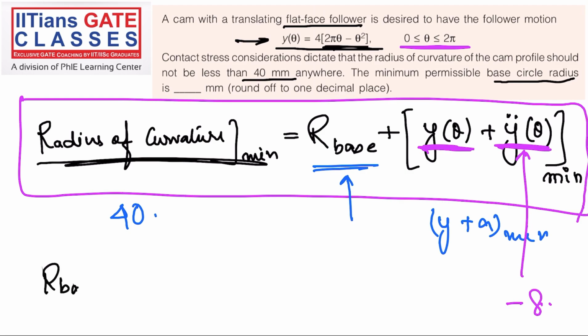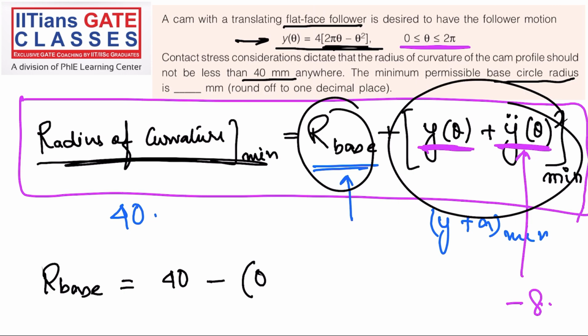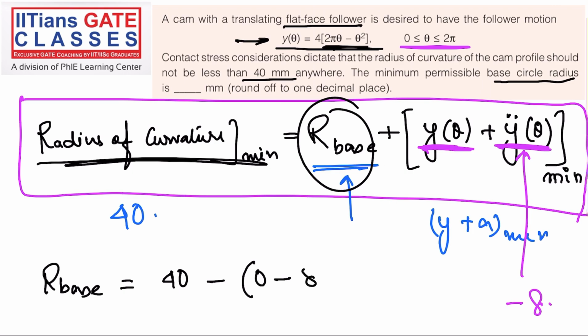R base is equal to 40 minus 0. We'll bring this term to the left hand side, 0 minus 8. So what is the r base? This is equal to 48. This is a very nice question. It is the first time GATE has asked a question on this topic. But now, since we know this equation and how we have proceeded, I think it is simple.